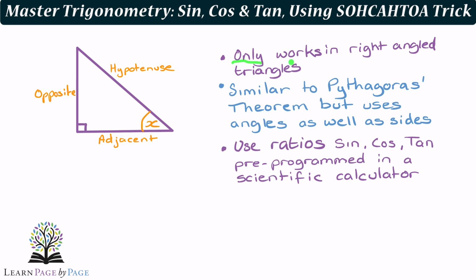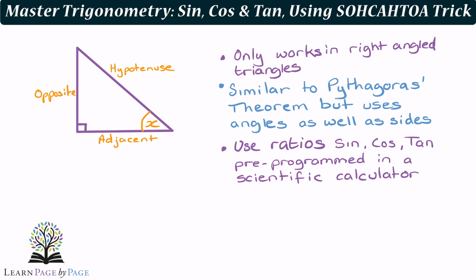Firstly, it only works in right angle triangles, so it's very similar to Pythagoras' theorem, but with Pythagoras' theorem that only uses side measurements. Trigonometry will use angles as well as sides. Now, I've mentioned Pythagoras' theorem because you do need to know that, especially if you're doing GCSE, so I've linked that video at the end.